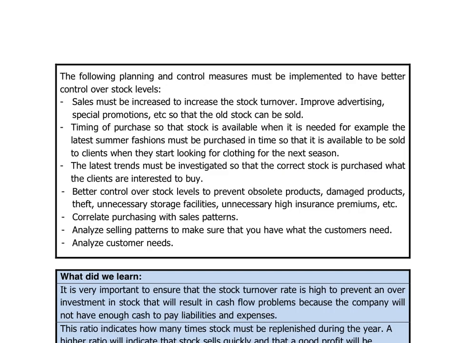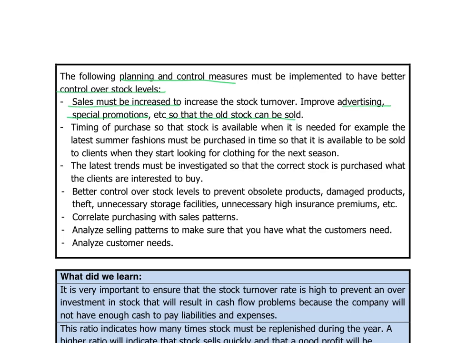The following planning and control measures can be implemented to have better control over your stock levels. Sales must be increased so that you can increase your stock turnover, because the goods are sold more regularly, so you have to replace them more often. This can be done by improving the advertising, to have special promotions, for example, 2 for the price of 1, to have annual sales so that all your old stock can be sold.